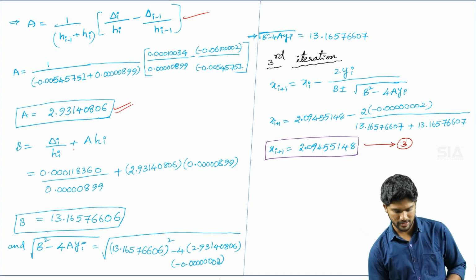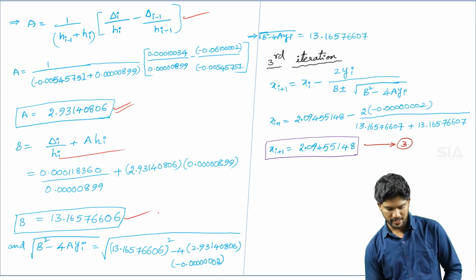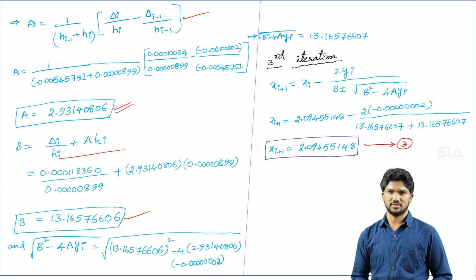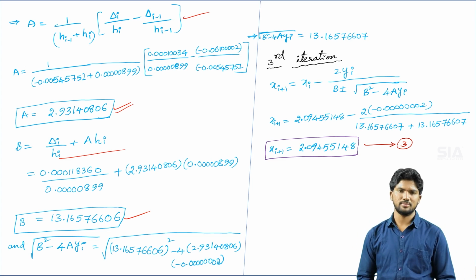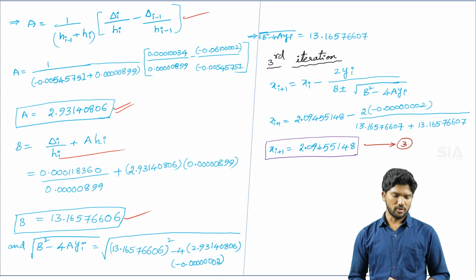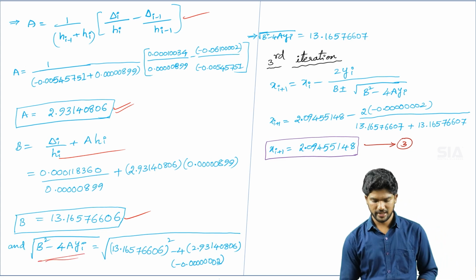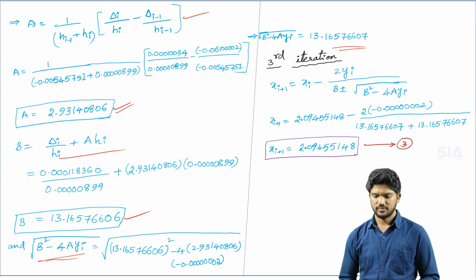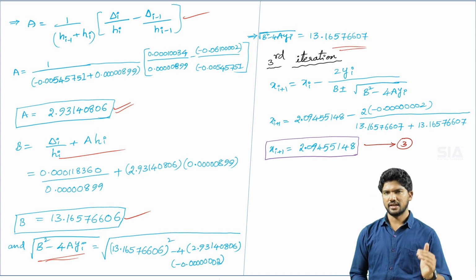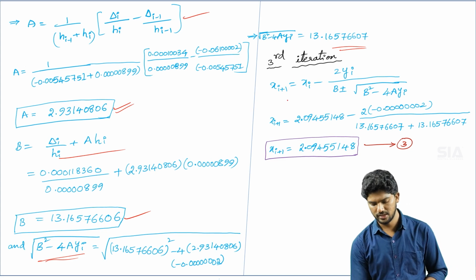So next, capital B is equal to, that is the equation. Substitute the corresponding values and you will get capital B is equal to 13.16576606. Okay, that is the capital B value. Here capital B is increasing. Previously it was 11 point something, now 13.16. So now find the square root value, and you will get 13.165766607.